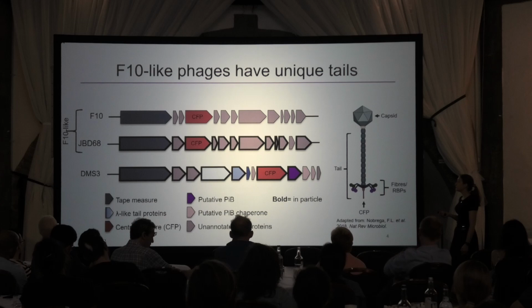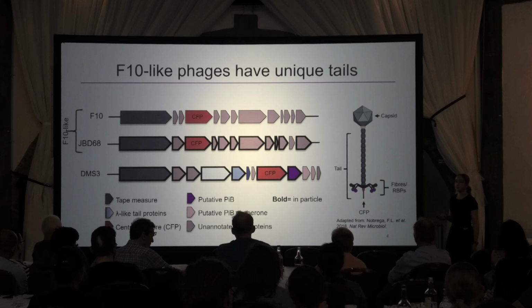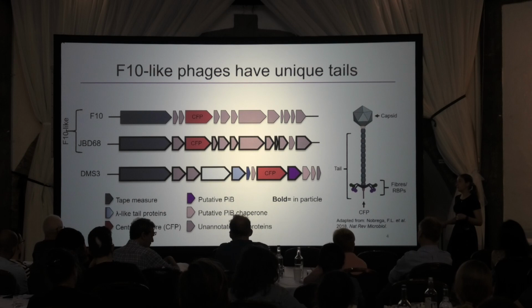They have actually 8 different genes that encode proteins found in the phage particle. And although we know these phages require the type 4 pilus for infection, none of these proteins share any significant sequence similarity to that previously identified protein in DMS3. And just as a note, we refer to these proteins as pilus binding proteins. So this suggests that these F10-like phages may have different pilus binding proteins and might be interacting with the type 4 pilus in a different way, or a different component of the type 4 pilus.